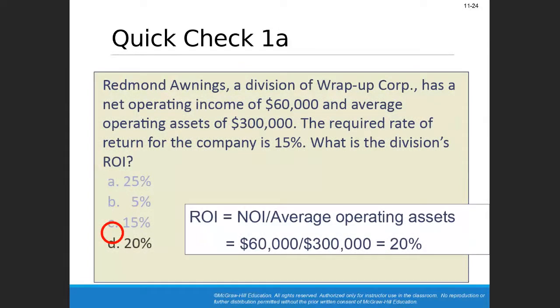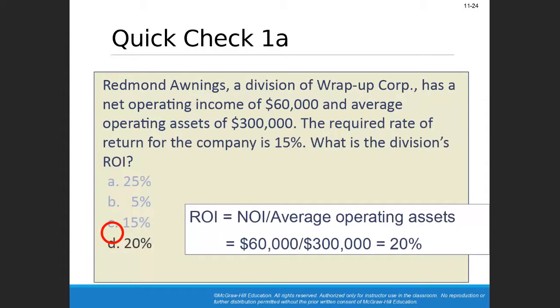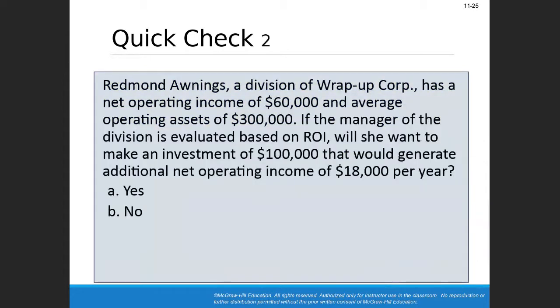So 20% is the ROI, right? Net operating income divided by average operating assets. All right, so what's another one? Redmond Awnings, a division of Wrap Up, has 60,000, operating assets 300, still the same. Evaluated on ROI, right? So we know back here that they are at 20%. When they do this, they're making 20%. So based on ROI, do you want to invest another 100,000? That would give us 18,000.